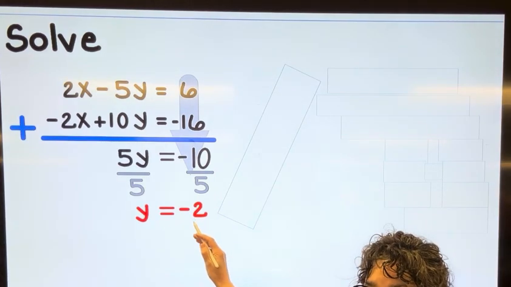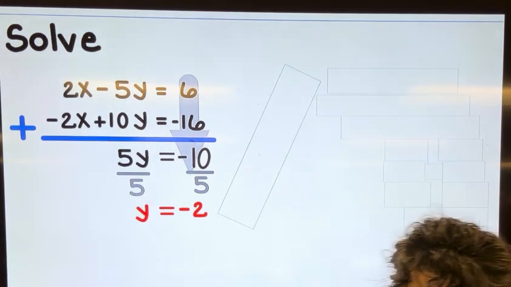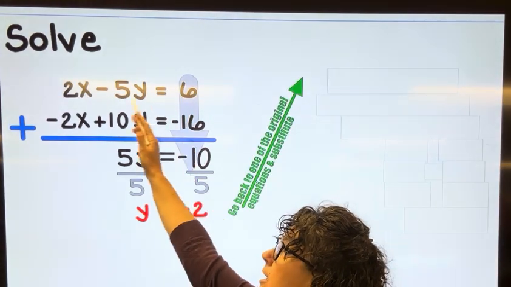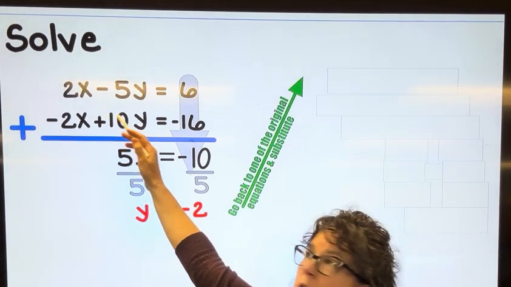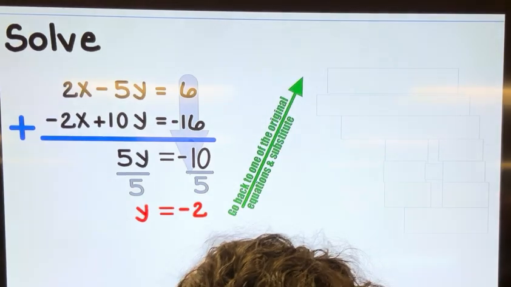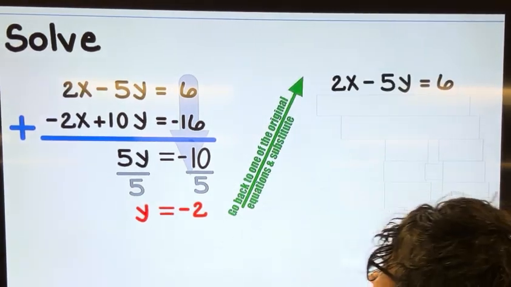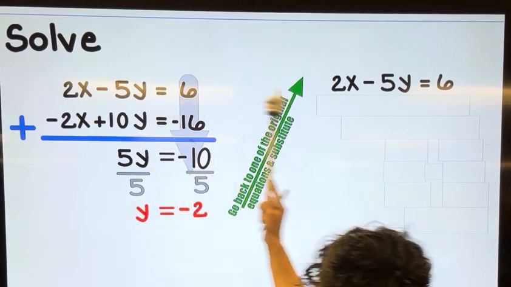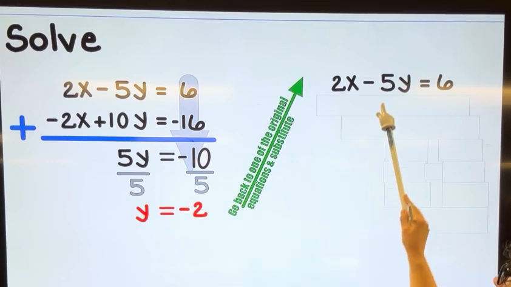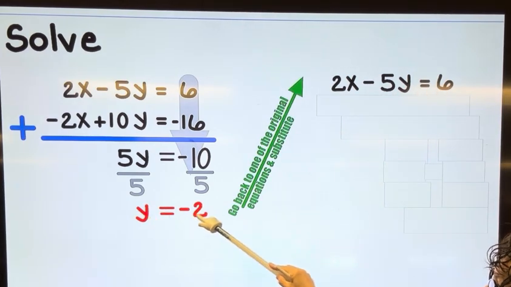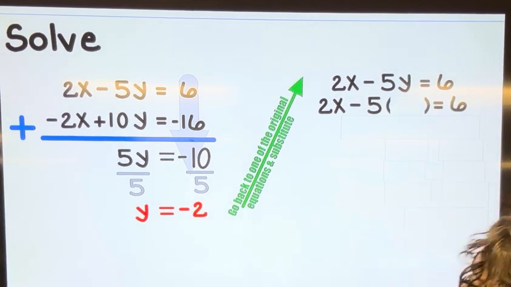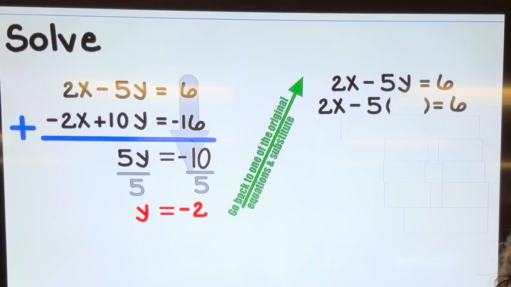Now that I know y, I can go back into either one of the original equations. It doesn't matter if you use the top equation or the bottom equation. You just grab one of those equations. So for no particular reason, I'm just grabbing the top one, but it would have been fine to grab this one. We're going to substitute into this equation the number negative 2 for y. So instead of y, I'm going to put in negative 2.